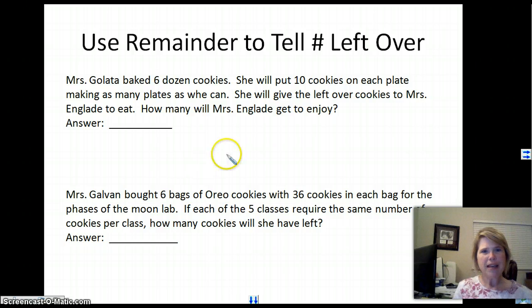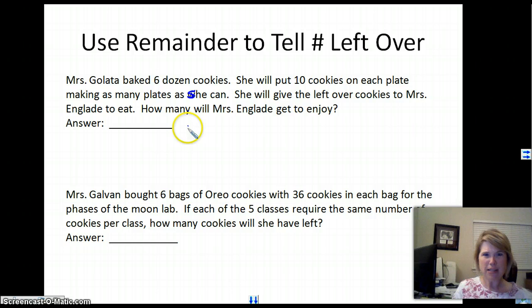Ooh, yummy. I wish that this problem would come true. Mrs. Galata bakes 6 dozen cookies. She will put 10 cookies on each plate, making as many plates as she can. Goodness, I have a lot of typos tonight, don't I? She will give the leftover cookies to Mrs. Anglade to eat. Yay! How many will Mrs. Anglade get to enjoy? Okay, well, first of all, we have to know how much 6 dozen is, don't we?